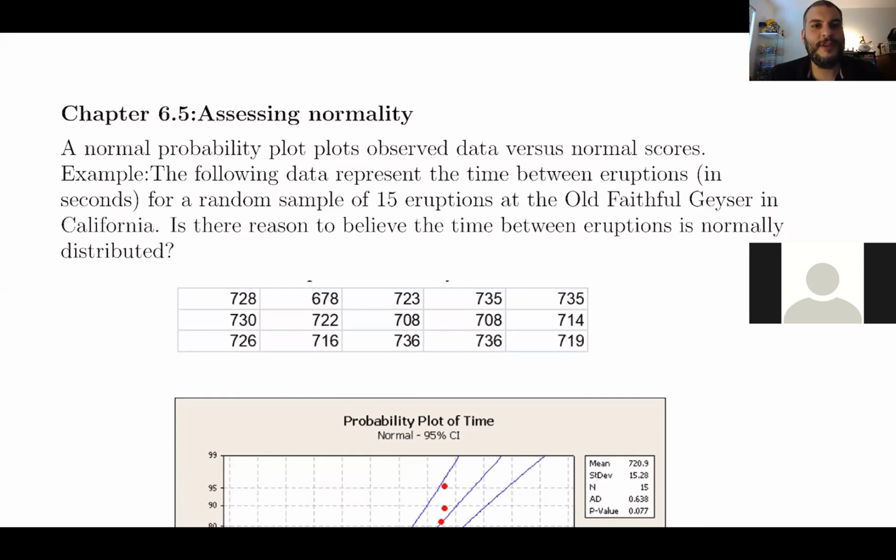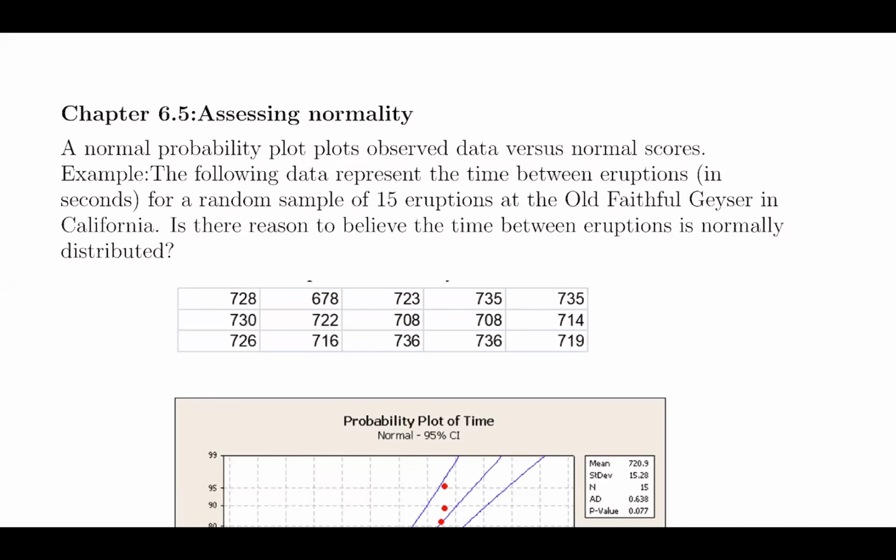All right, so today what we're going to learn is how to assess normality. It is the other way to do a normal distribution, the other way to check to see if something is normal. So we're going to go ahead and do 6.5, assessing normality.